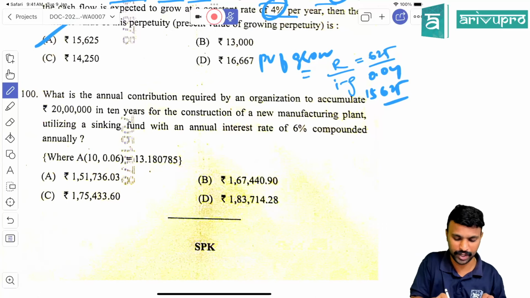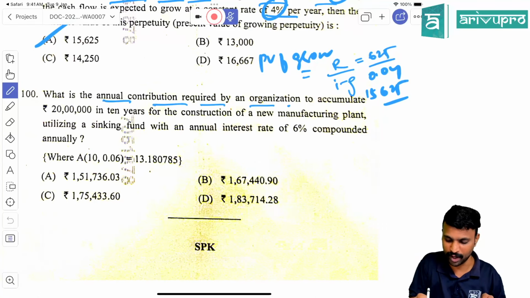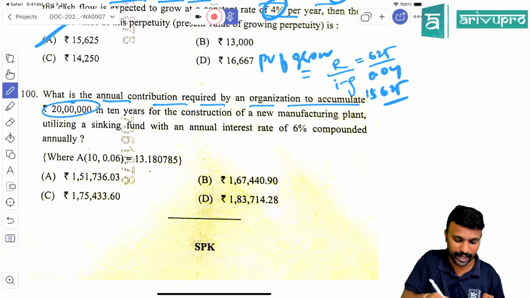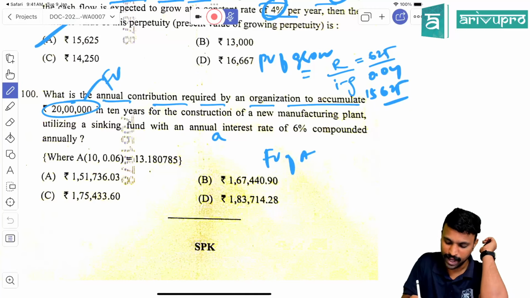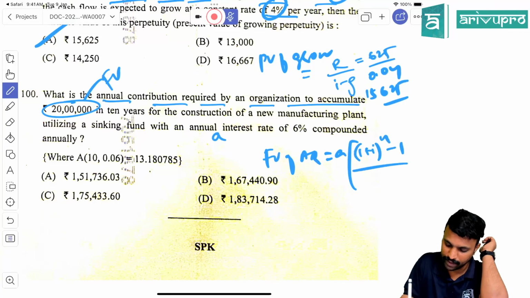Moving on to the next question. What is the annual contribution required by an organization to accumulate 20 lakh in 10 years? That means it's a future value. So that means we need to find the value of A. So FV of AR is equal to A into 1 plus I whole power n minus 1 divided by I.